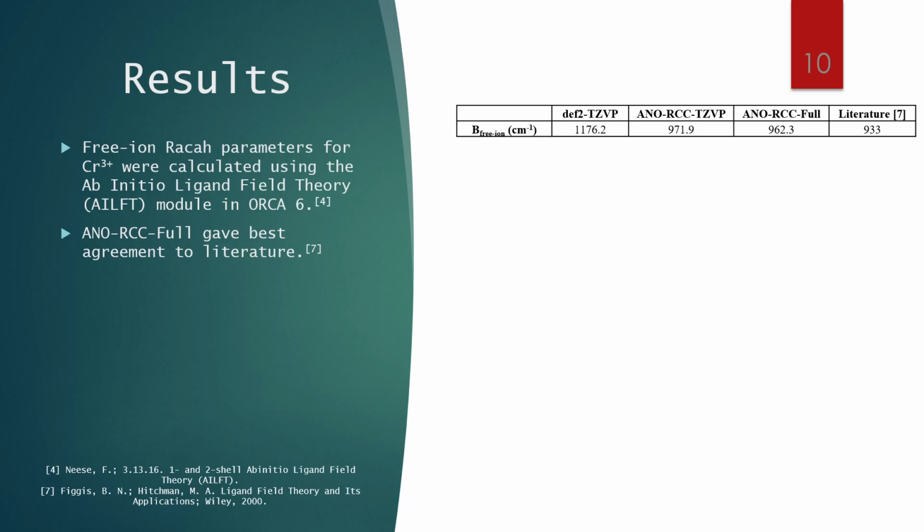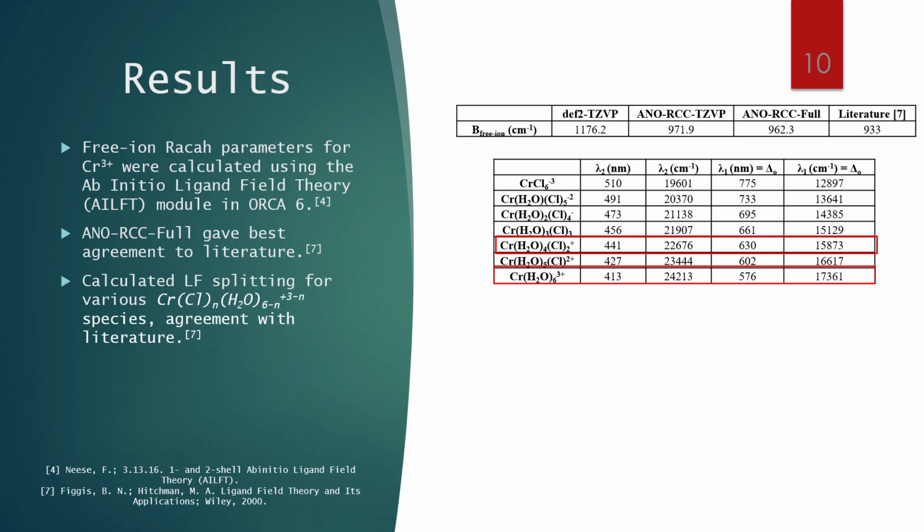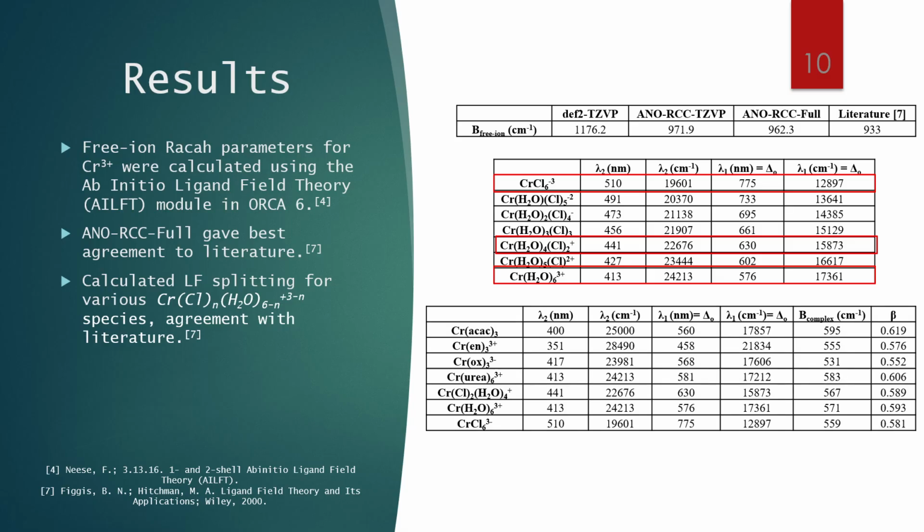Then, using the rule of average environment with the tetraaqua and hexaaqua species, the ligand field splitting was calculated for various chromium chloride species with a special focus on hexachlorochromium highlighted above. Nicely, these transitions fall very close to their literature values. The absorbance maxima of each complex of interest are then collected into the table shown. Racah parameter B is calculated for each and then compared to the calculated free ion Racah parameter, resulting in the nephelauxetic ratio beta.